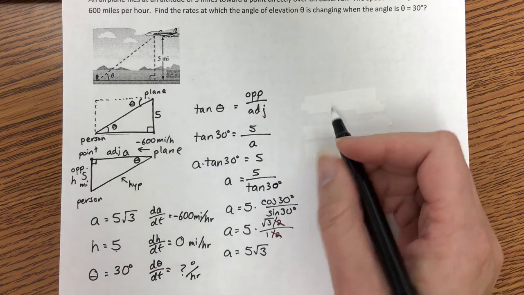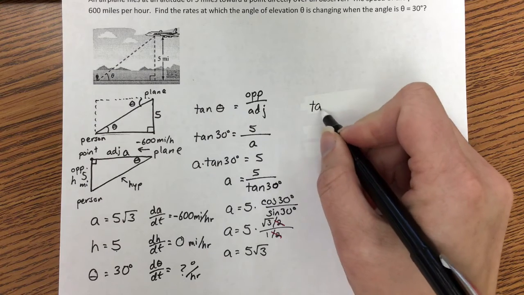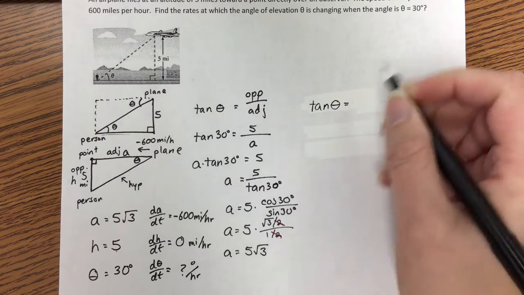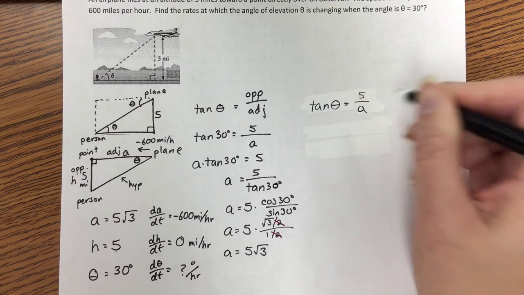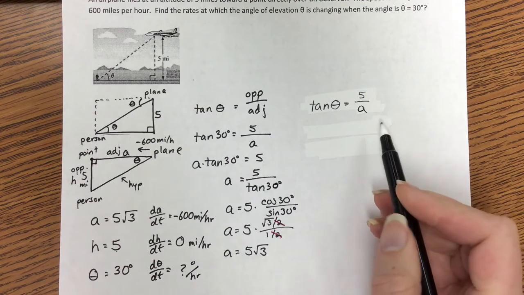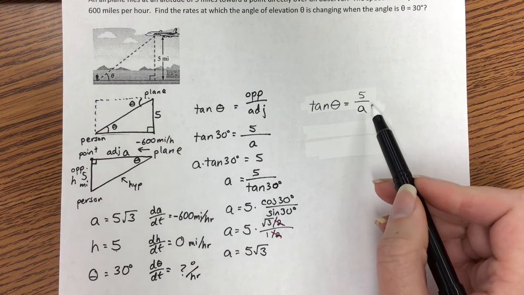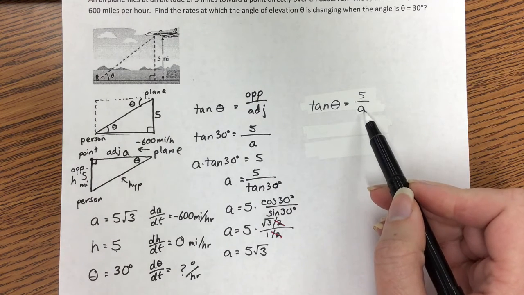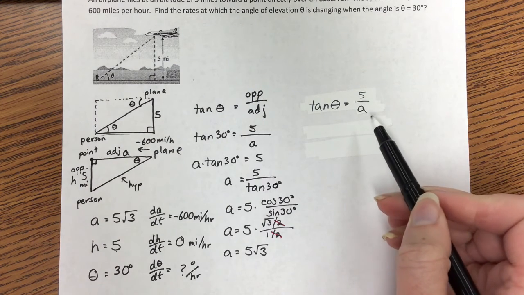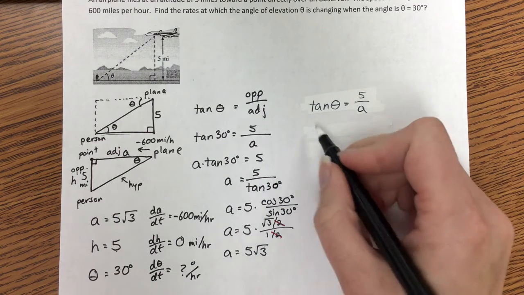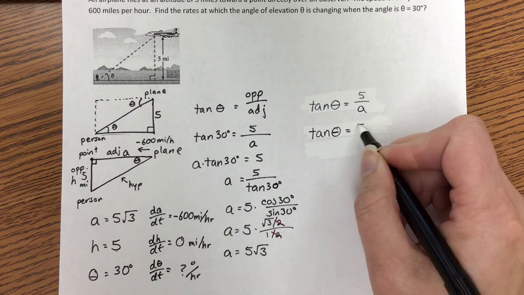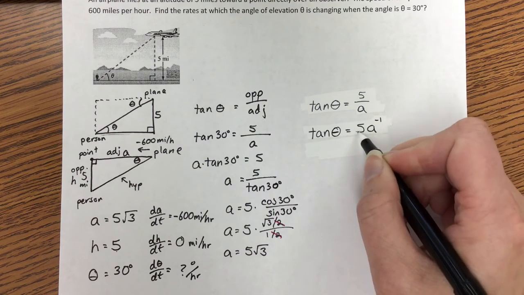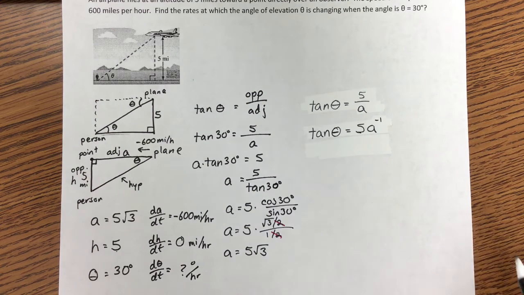Okay, here we go. Tangent of theta equals 5 over A. A is the adjacent side. When we take the derivative on the right-hand side, that looks like we're going to have to use a quotient rule, but we can get around that using a power rule. We just have to do a quick rewrite. Tangent of theta equals 5A to the negative 1 power. Hey, that's not so bad.